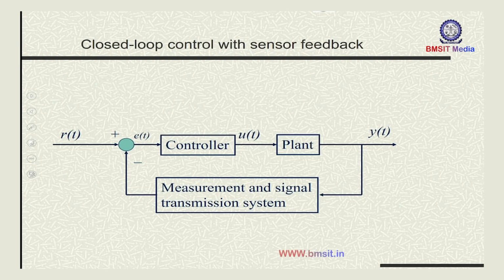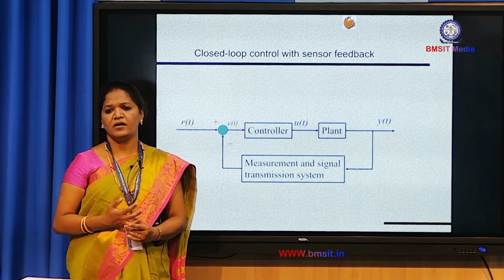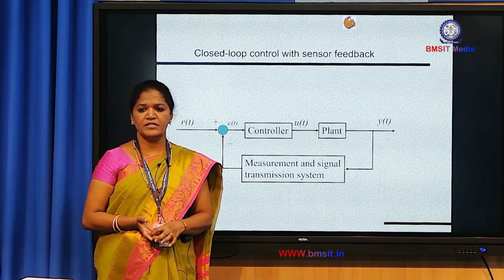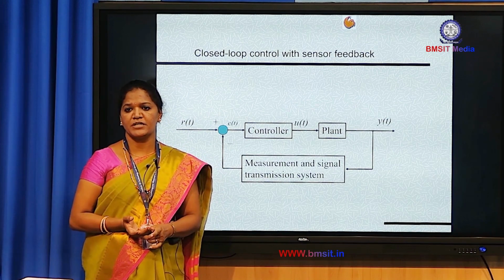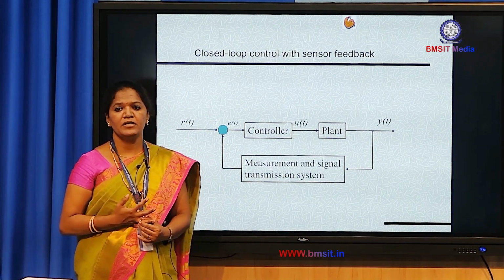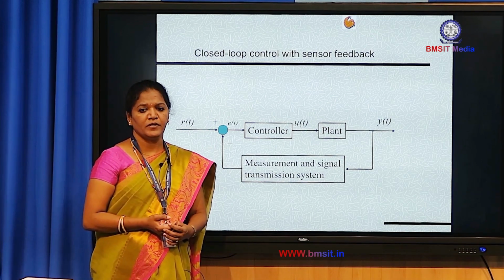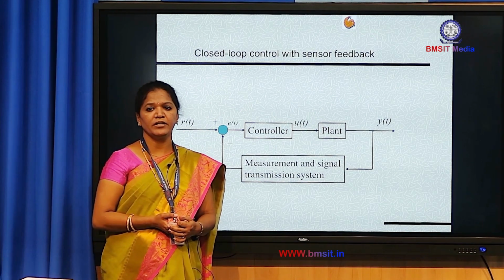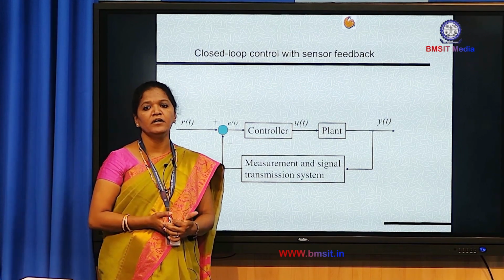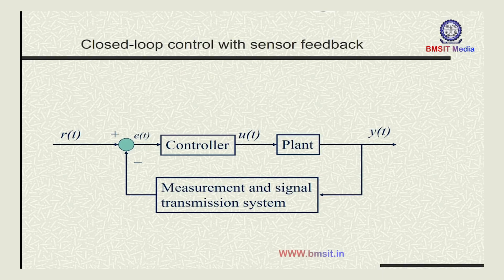So, closed loop control system with the sensor feedback. Here R of t is considered as the reference input and Y of t is the output or desired response, and the controller controls the action, and the plant is processing the action. The measurement and signal transmission system is measuring the error between the reference and the desired output.